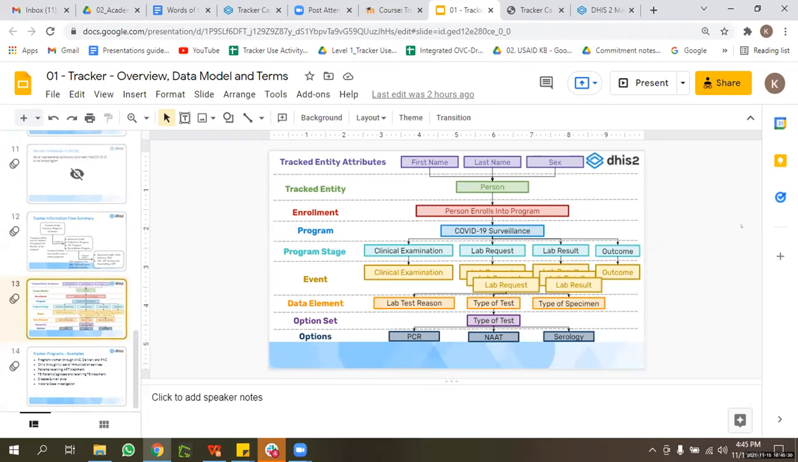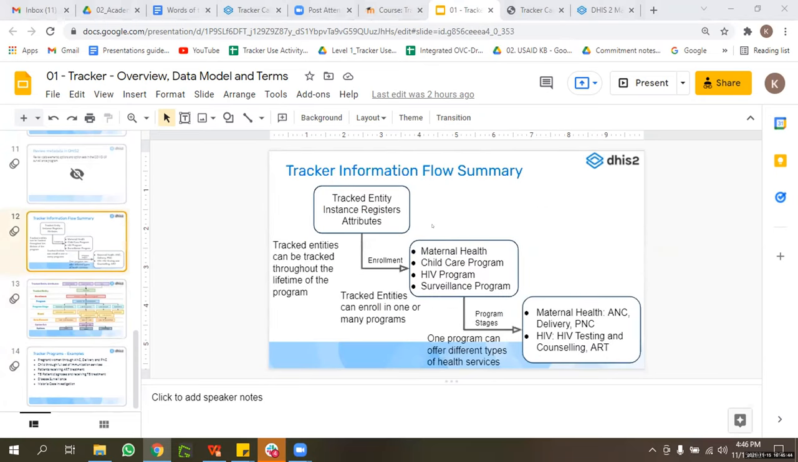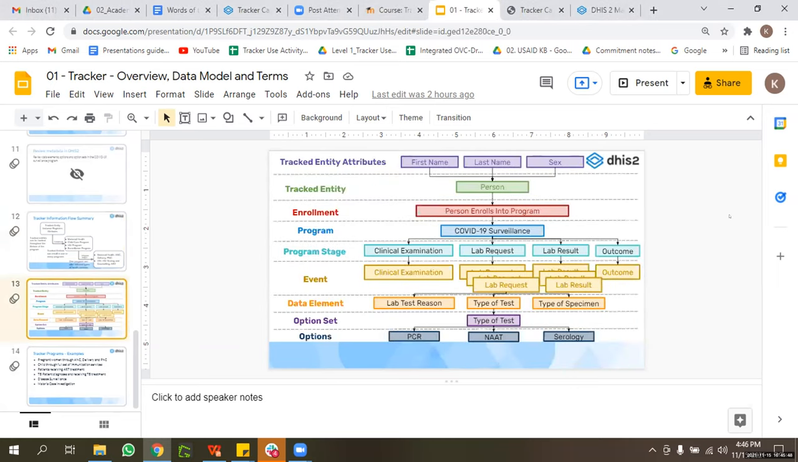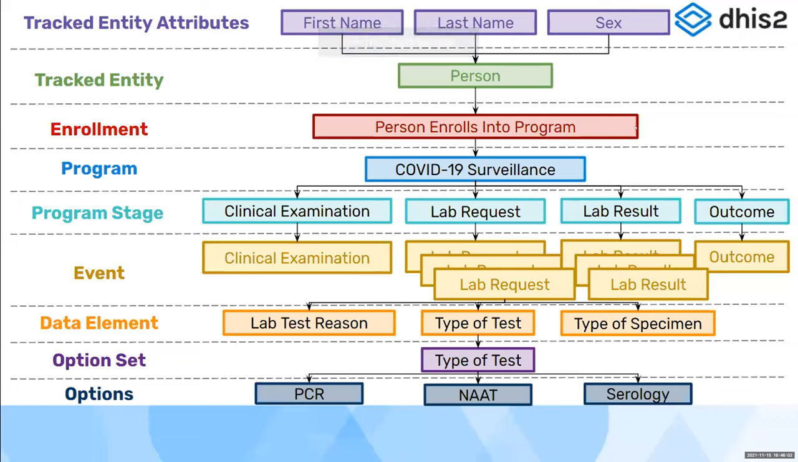Okay, so in summary, I would like us to look at this simple diagram just to see what goes where with reference to the COVID-19 case-based surveillance program. So we spoke of the tracked entity attributes, and those are what define the characteristics of the tracked entity instance. Under the tracked entity attributes go the names, of course, gender, and so many others, but just for a summary here, we have first name, last name, and of course, sex.